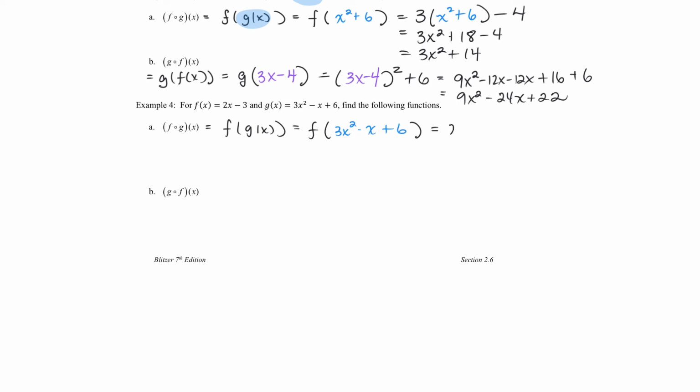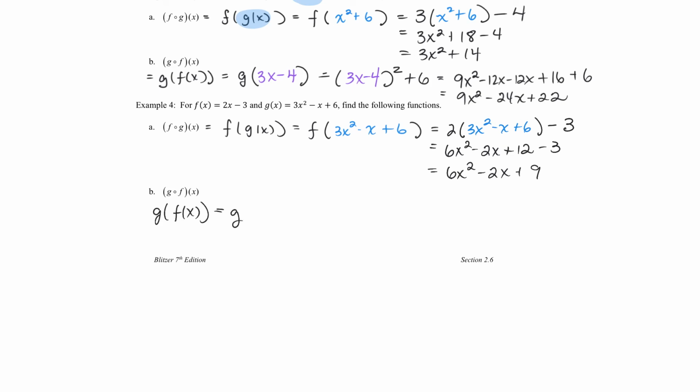So 2 times my input is what? 2 times 3x squared minus x plus 6, minus 3. Did I follow the pattern? I did. Now I just need to distribute: 6x squared minus 2x plus 12 minus 3, and combine like terms. 6x squared minus 2x plus 9. And then g of f of x. This is g of f of x, which is g of 2x minus 3.